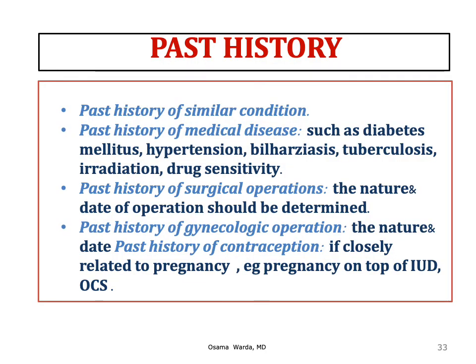Past history. The following items should be asked in the past history. Past history of similar condition. Past history of medical disease such as diabetes mellitus, hypertension, bilharziosis, tuberculosis, irradiation, drug sensitivity. Past history of surgical operations. The nature and date of the operation should be determined. Past history of gynecological operations, the nature and the date of the operation should be determined. Past history of contraception, if closely related to pregnancy, for example, pregnancy on top of IUD.